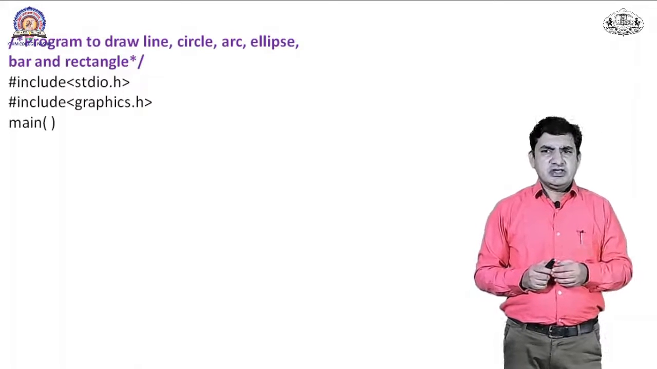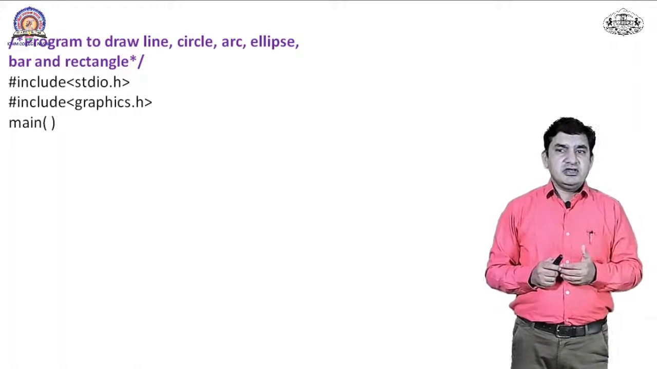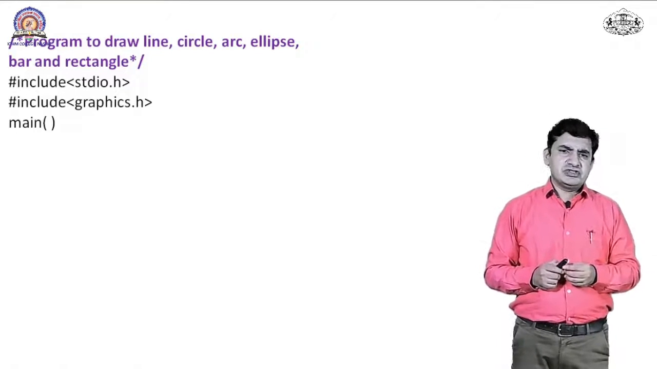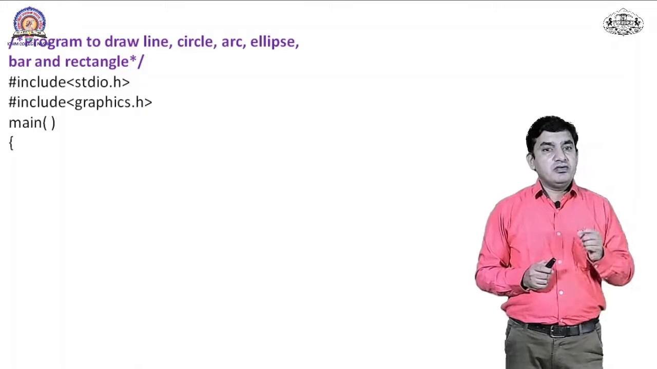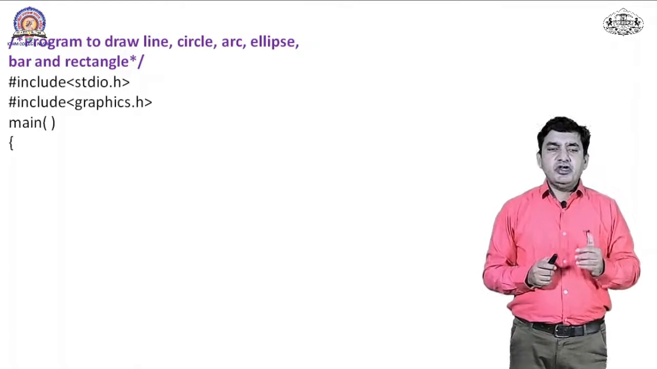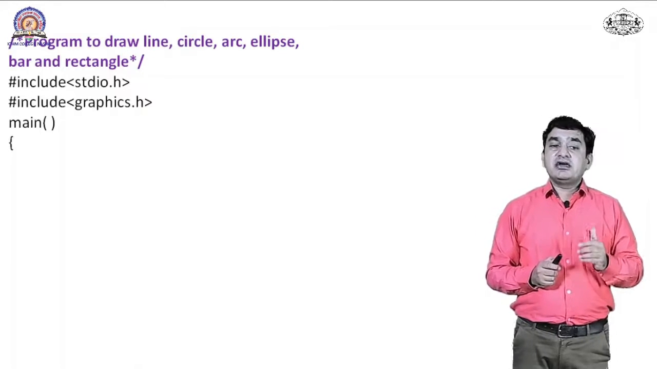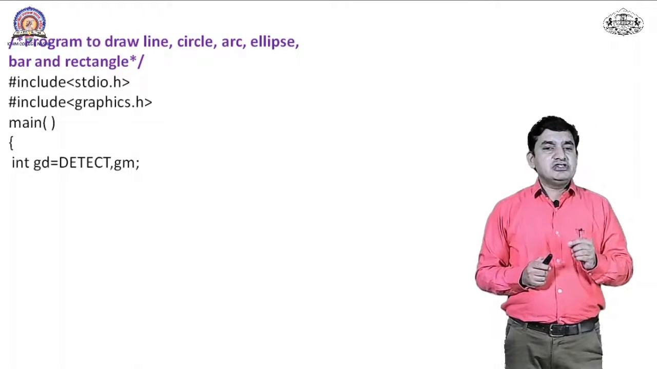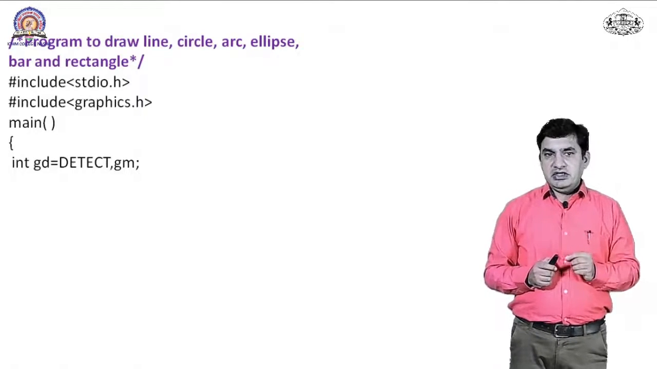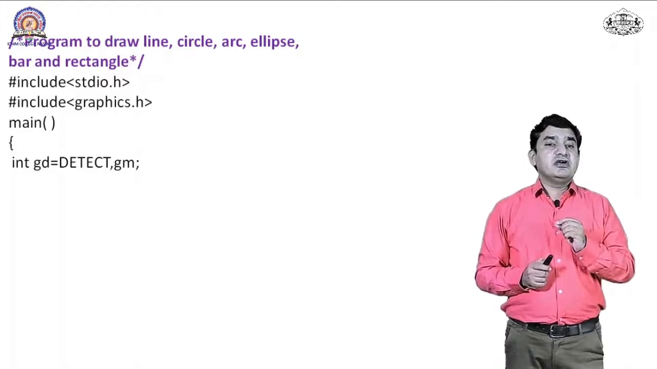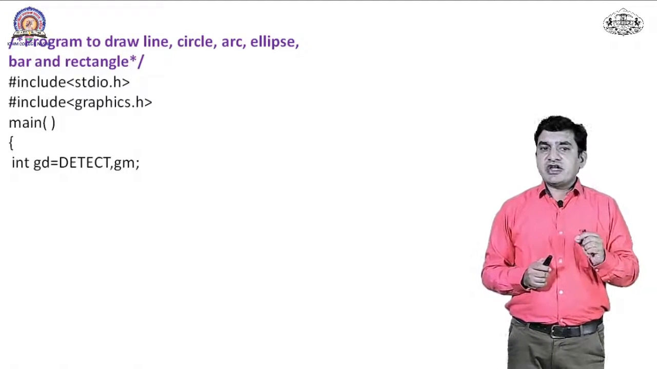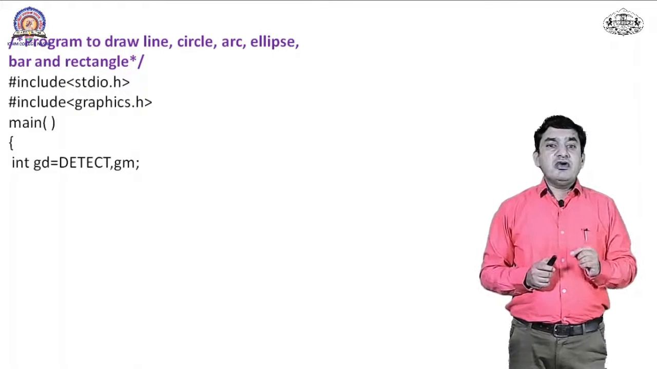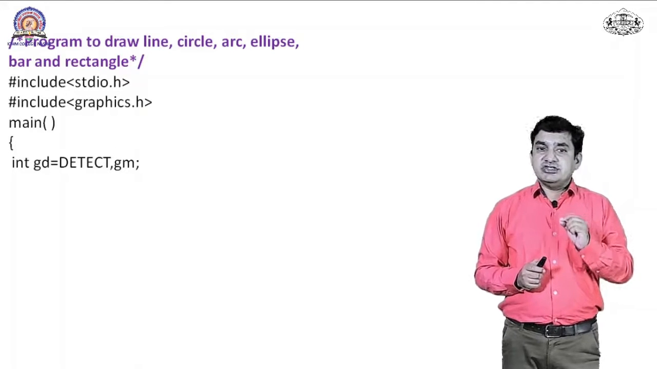Then the main function. Without a main function, the code does not work, and therefore we use the main function. Then the opening curly bracket. The body of the program is in the curly brackets. This is the opening curly bracket. Int gd equal to DETECT. gd means graphics driver, and the graphics driver is equal to DETECT. The numerical value of DETECT is 0.